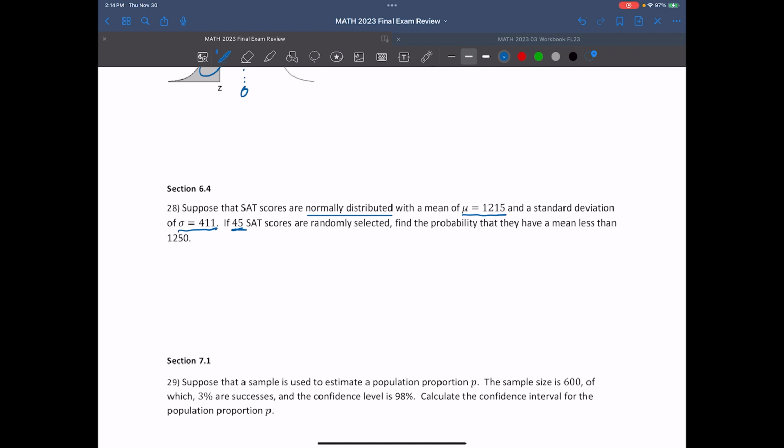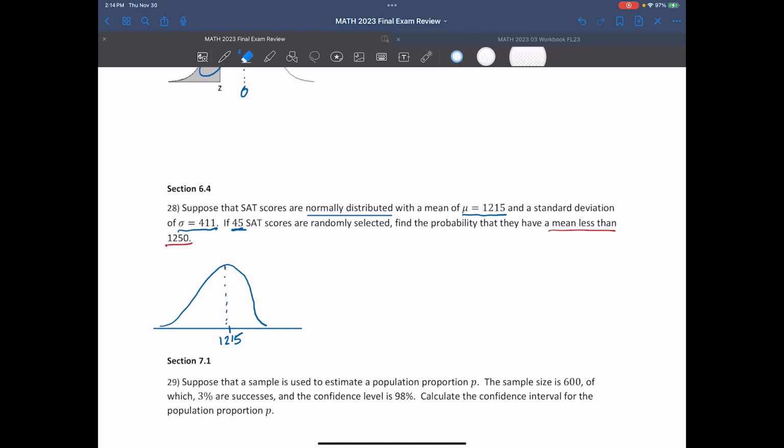We need to find the probability that they have a mean less. So look at 45 SAT scores. They want to have a mean less than 1250. All right, so this is normally distributed. So if we visualize it with our curve, that's not the best curve I've ever drawn. Let's try that again. So in the middle is the mean, that's 1215. And again, this has not been standardized yet.